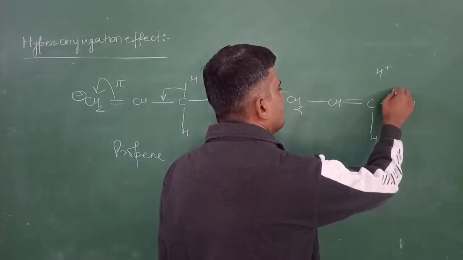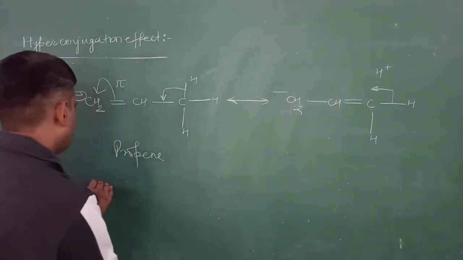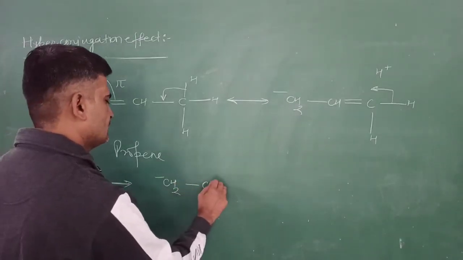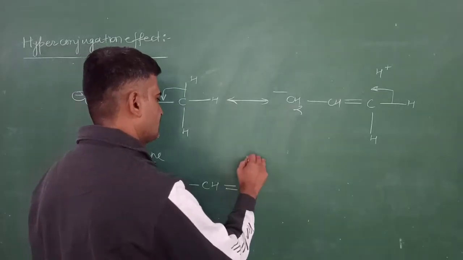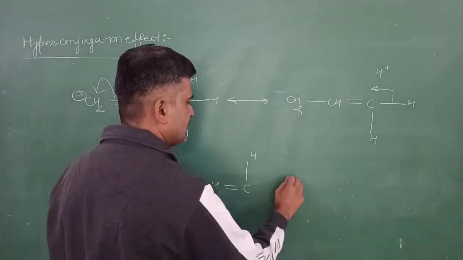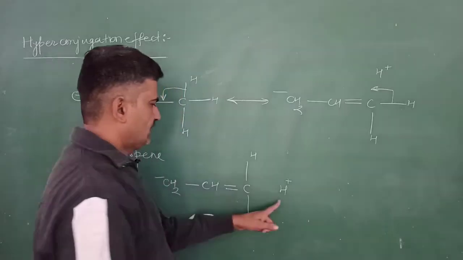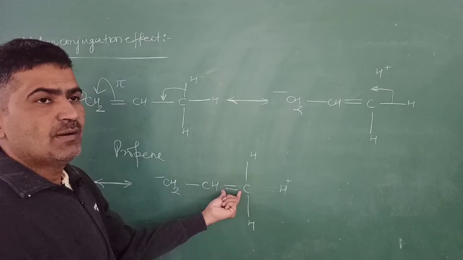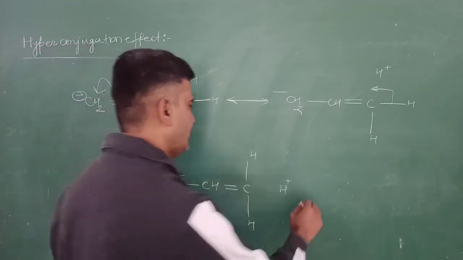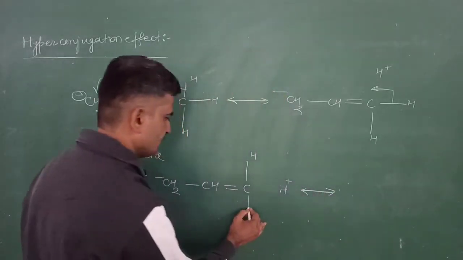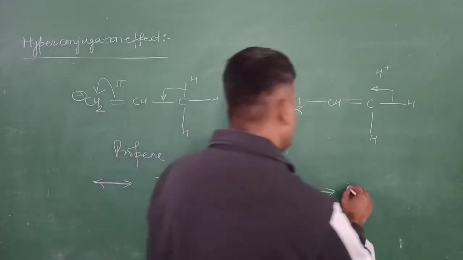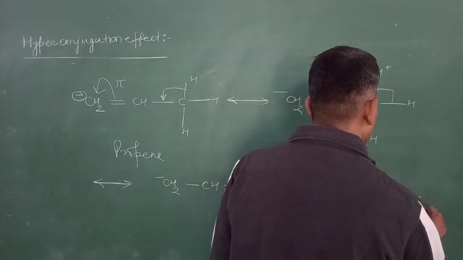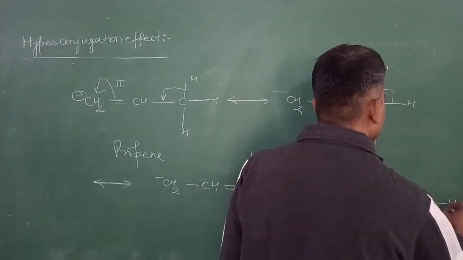So in the next structure the electron will be transferred here. The next hyperconjugative structure is this. Now this hydrogen undergoes hyperconjugation with this sigma-pi electron transfer, and the next is this. This way we can prove that 3 hyperconjugative structures are possible.